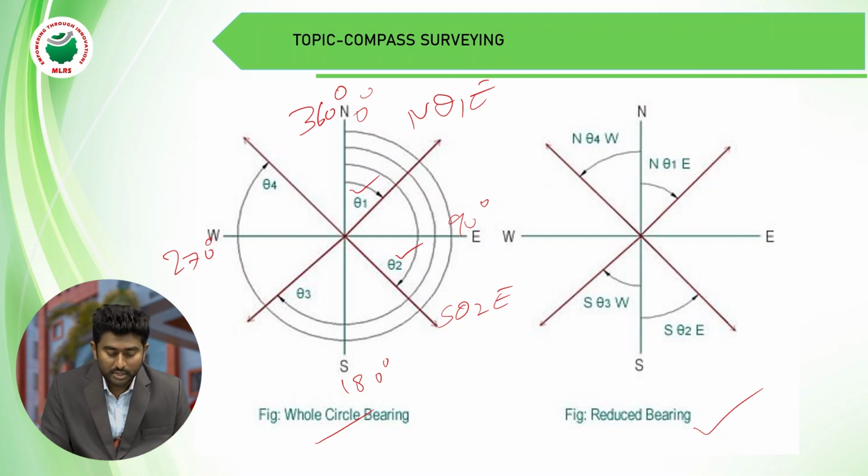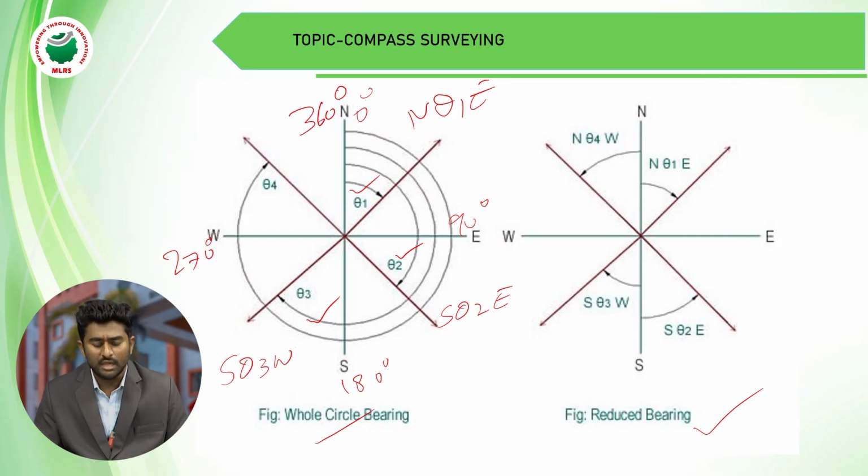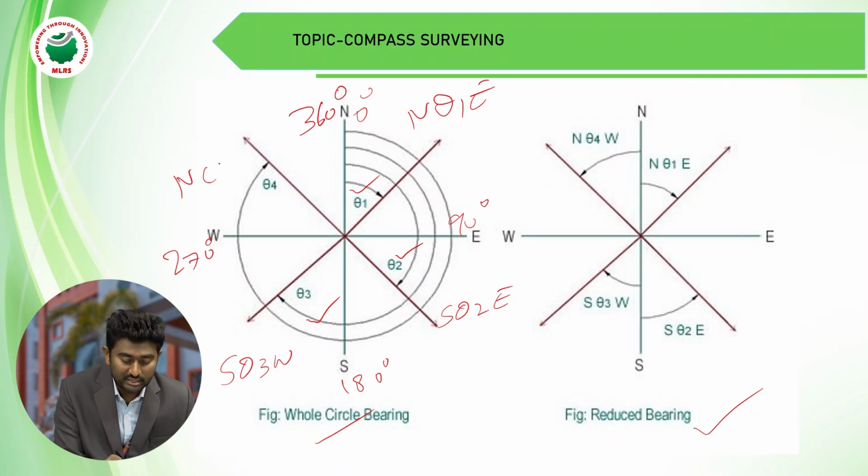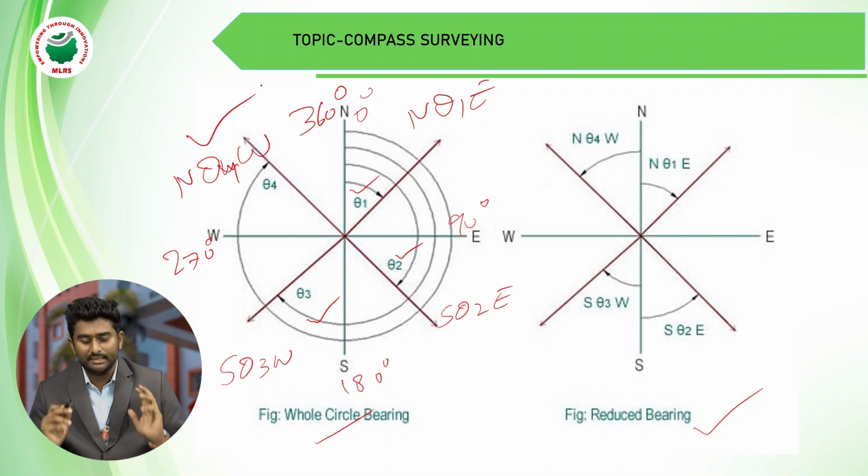Next, coming to the third quadrant, the angle made by the survey line to the reference line of the north is theta 3, Southwest, South, theta 3, West. This is the third quadrant of the whole circle bearing system. Next, coming to the fourth quadrant, the angle made by the survey line and reference line is theta 4. It can be denoted as North, theta 4, West. This is the whole circle bearing system.